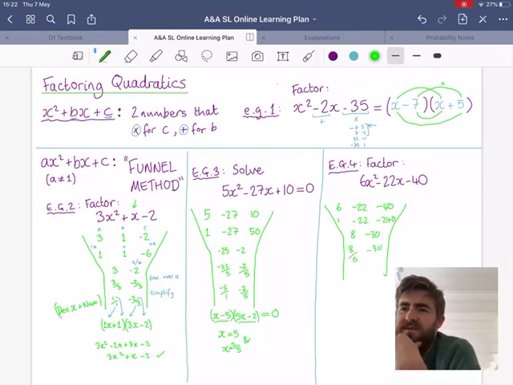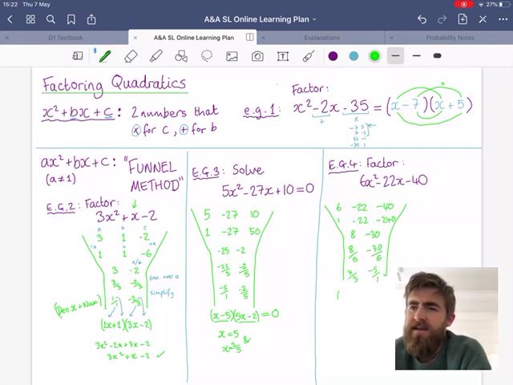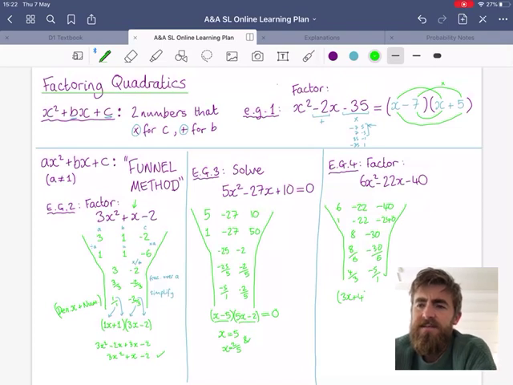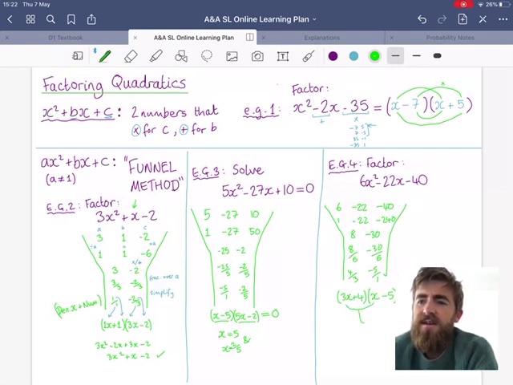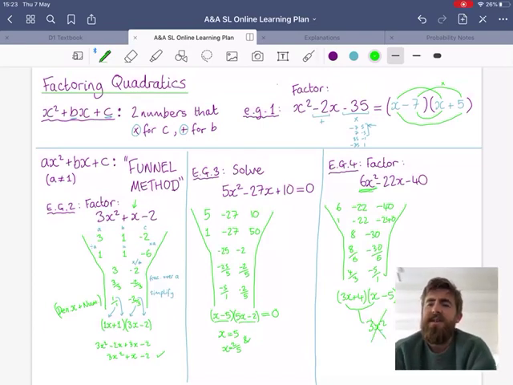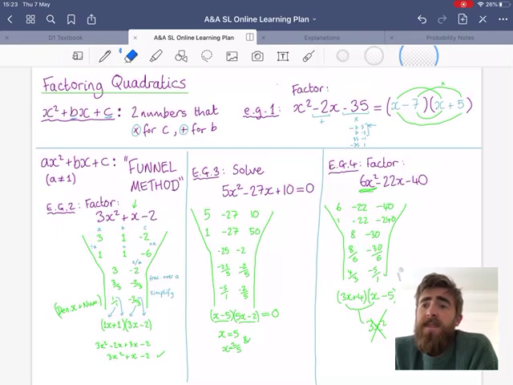So I put it as a fraction over a, and I write out my brackets, and that looks fine, except actually if I start expanding it to check, I get 3x squared. Well, that's wrong, because I should have 6x squared. So what's happened here? Well, this is something that you need to be checking in every single quadratic factoring problem: whether you can factor out a constant.